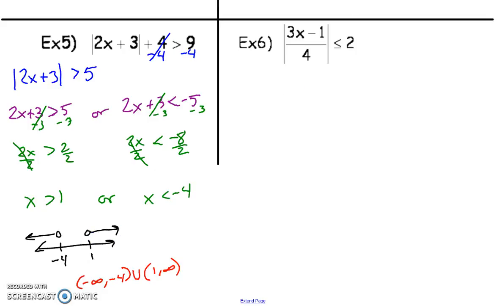I think that's it. That should be all the examples that you need in order to complete your homework, in order to continue doing these absolute value inequalities. Please let me know if you have questions.